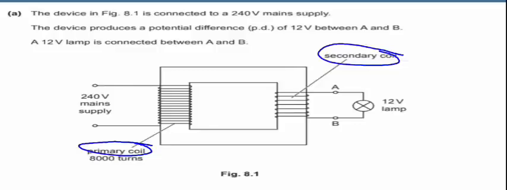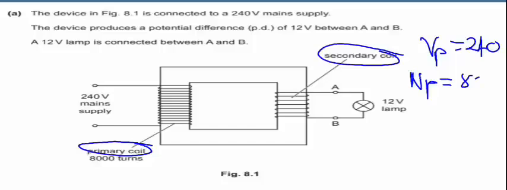Okay, so let me just try to collect the data that we have been given here. For voltage on the primary coil, we represent it using Vp. So here we have 240 volts. Then as for the number of turns, I'm going to say capital letter N and P, the number of turns on the primary coil, which is 8,000.